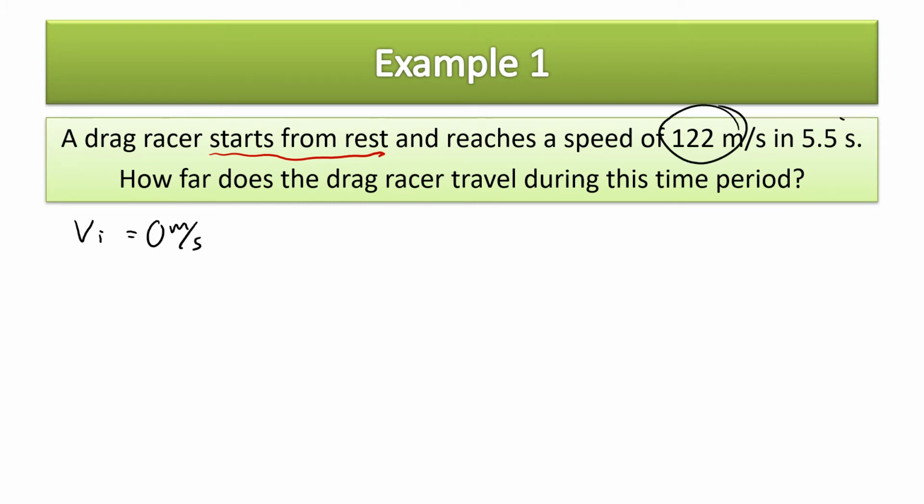Normally you just look for the numbers, right? Well, the number isn't there. It's hidden information. It reaches a speed of 122 meters per second, so that's the final velocity, in 5.5 seconds, so that's the time. Now it says, how far does the drag racer travel during this time period? So if they're asking for how far, then they're asking for the displacement.